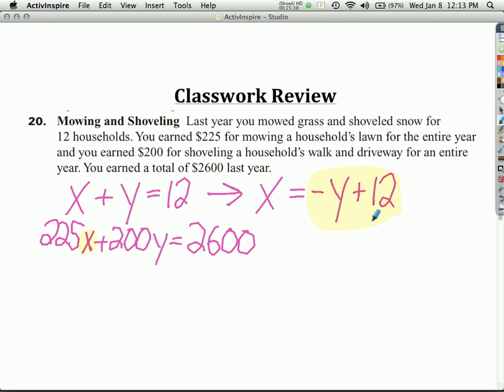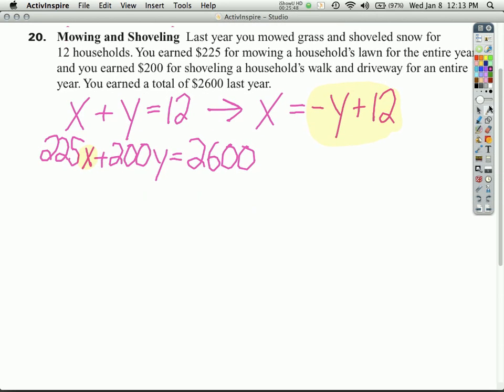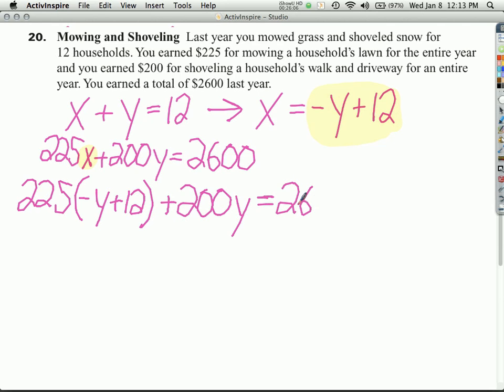So Brandon, is that what you tried to do? Okay, but you isolated the y. Okay. Well, either way, it's going to still work out pretty similar. So we've got 225 times negative y plus 12 plus 200y equals 2600. From here, it's just a matter of persevering through solving the equation.